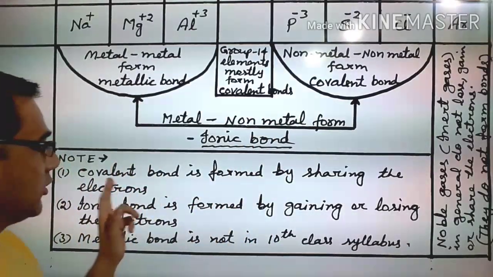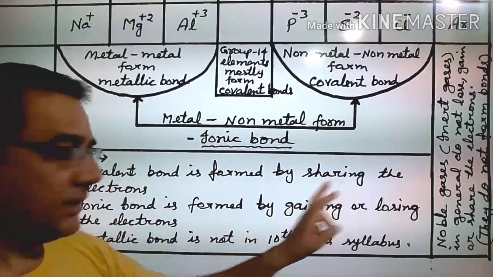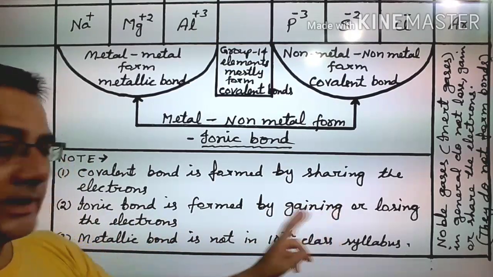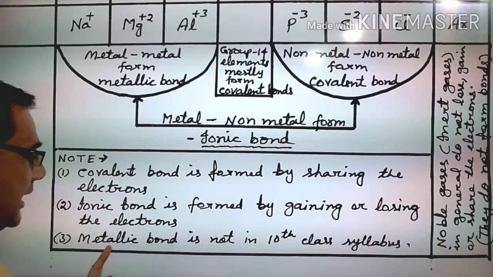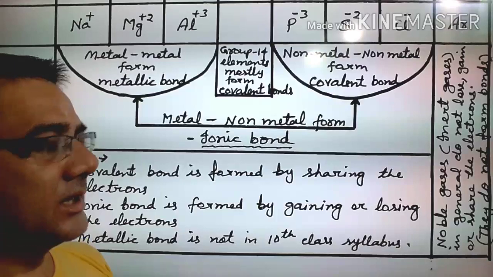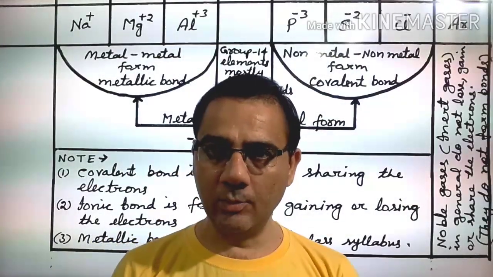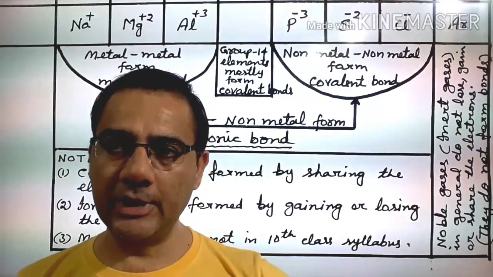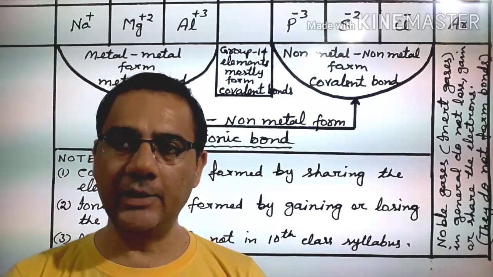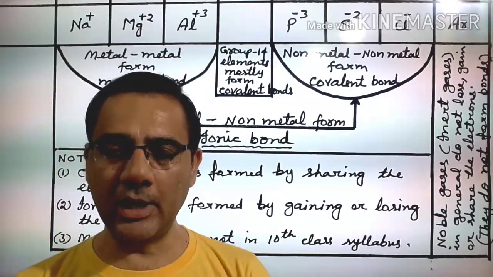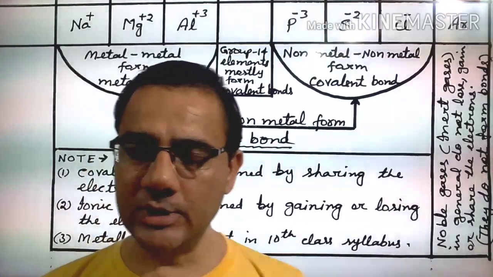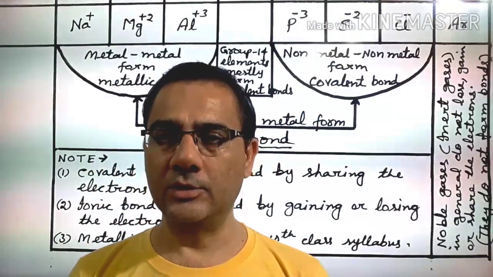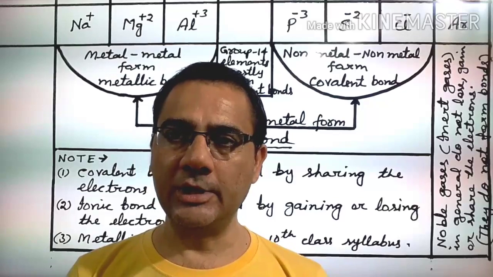So downside I have written covalent bond is always formed by sharing of the electrons, ionic bond is formed by gaining or losing of the electrons, and metallic bond is not in the 10th class syllabus. So I hope all the things are clear to you. Metal with metal metallic bond, non-metal with non-metal covalent bond, metal with a non-metal, that is ionic bond. Ionic bond is formed by losing and gaining of the electrons. Covalent bond is formed by the sharing of the electrons.